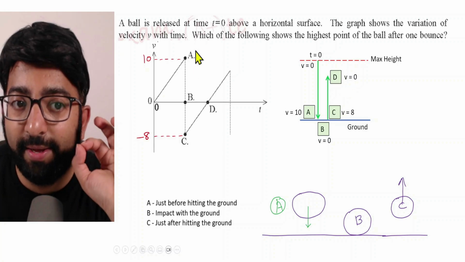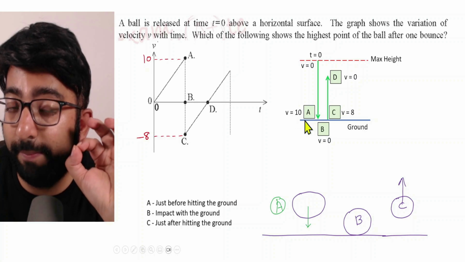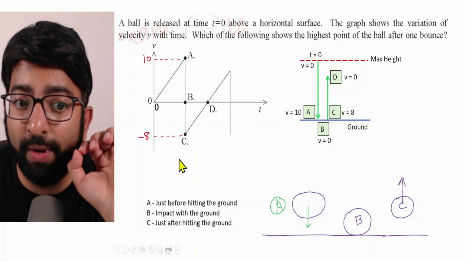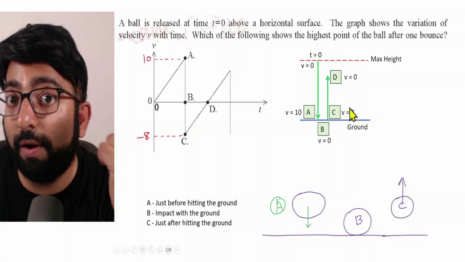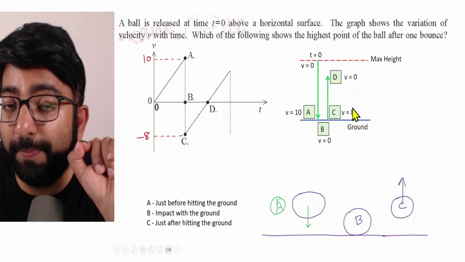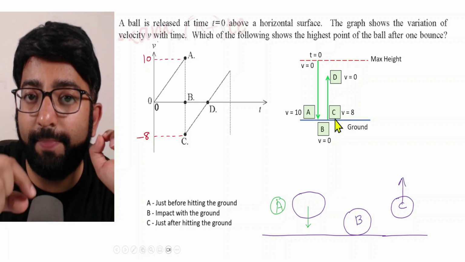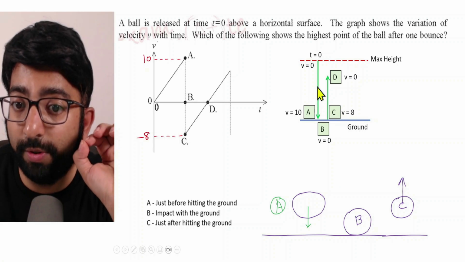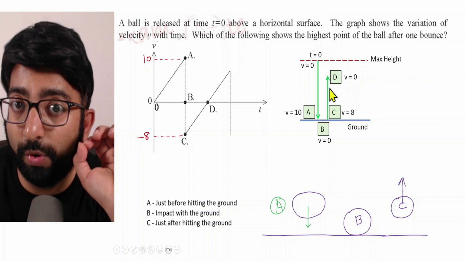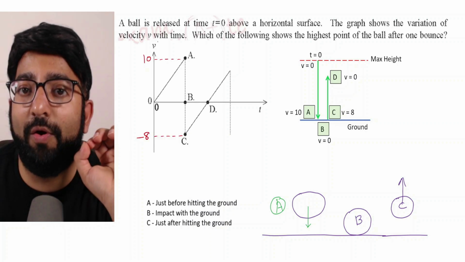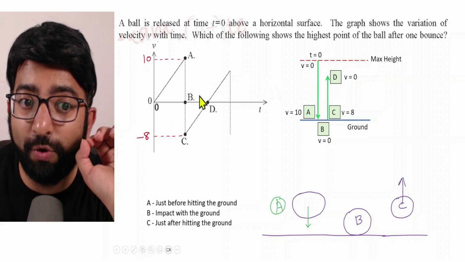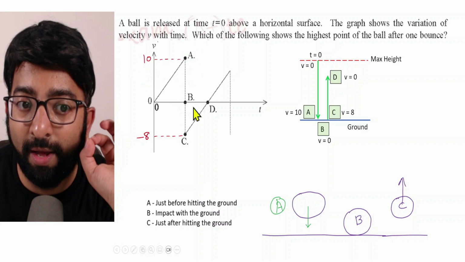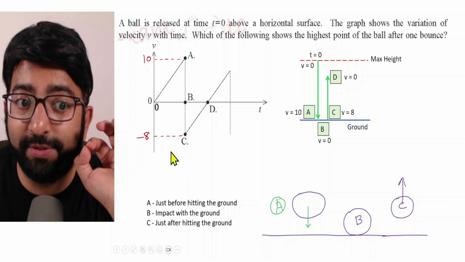So let us summarize. A is the point which is just before impact with the ground. B is the actual impact with the ground where the velocity is 0. C is the point which is just after impact with the ground. Now, please be careful: when the ball is making an impact with the ground, the direction of velocity changes. Initially, the ball was going down. After the rebound, the ball goes up. And that is why the sign of velocity will change. Even if you observe this graph, before the point B, the sign of the velocity is positive 10. After the point B, the sign of the velocity is negative.